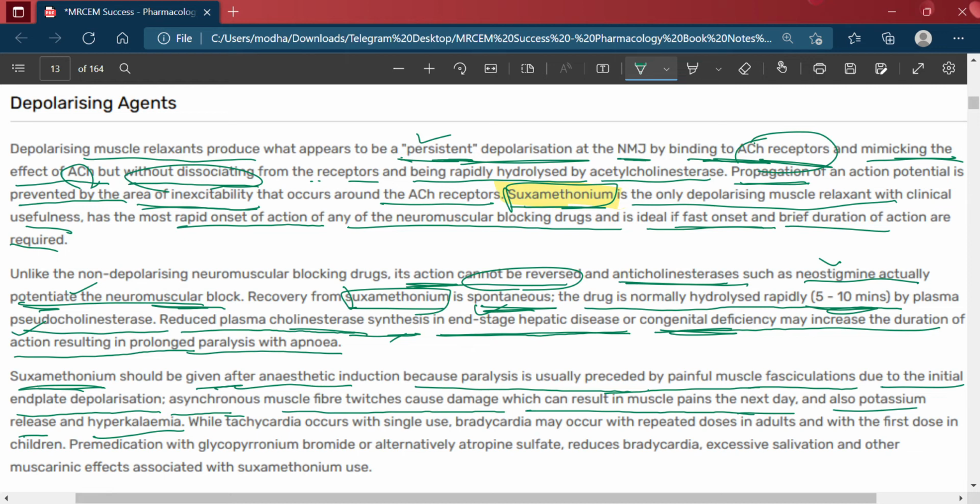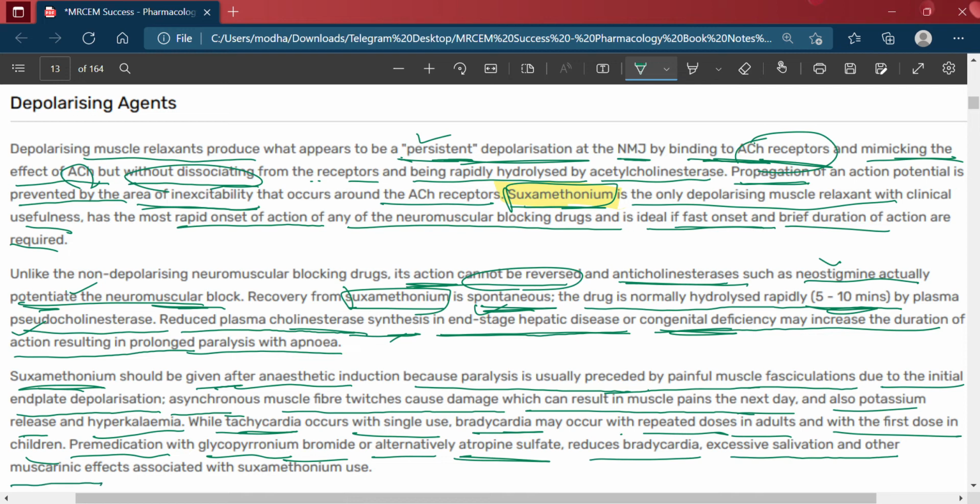While tachycardia occurs with a single use, bradycardia may occur with repeated doses in adults and with the first dose in children. Premedication with glycopyrronium bromide or alternatively atropine sulfate reduces the bradycardia, excessive salivation and other muscarinic effects associated with suxamethonium use.